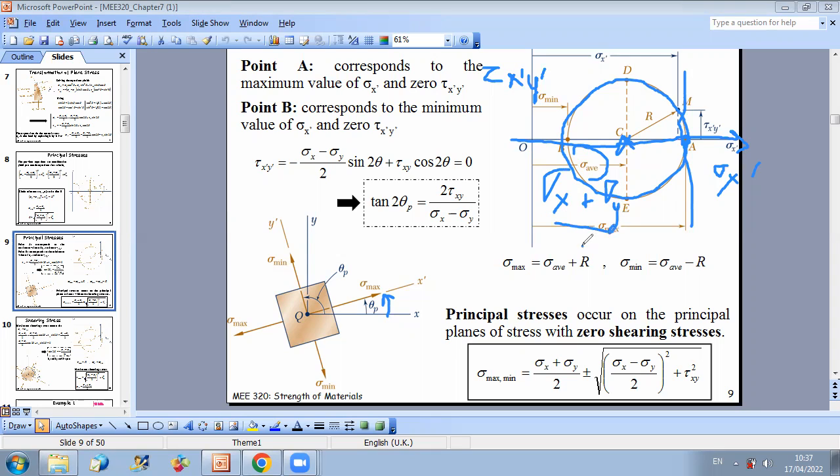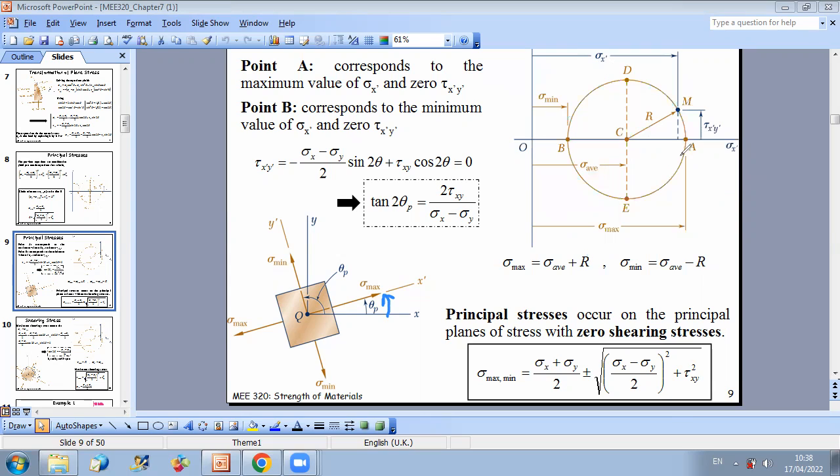And the radius also was already determined, as we mentioned before. The radius is the radical of sigma x minus sigma y over 2 squared plus tau xy squared. So now if we draw our circle, we can observe that the maximum possible stress is at this point, which we call A. This point is on the sigma x prime axis, so it's characterized by a shear stress of 0.